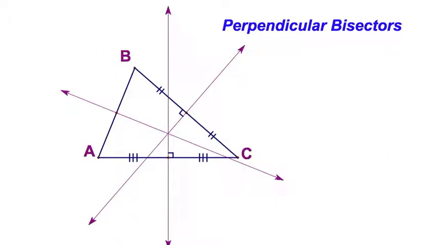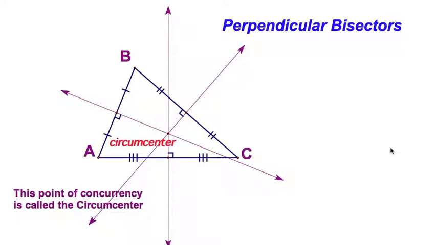Done, done, done. We could put in those tick marks if we wanted, and you can see that these three perpendicular bisectors all meet at one point. Well, that's the whole point of this thing. And we are going to know this as the circumcenter. And that happens to be the point of concurrency for these three perpendicular bisectors.